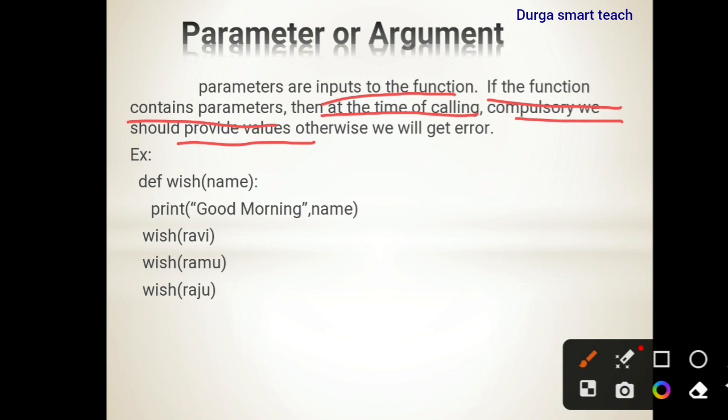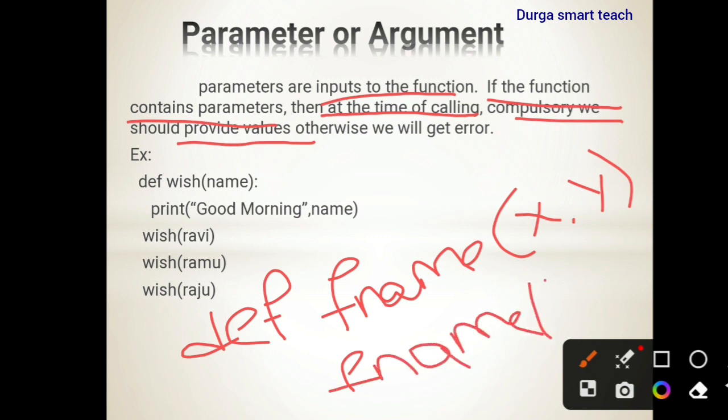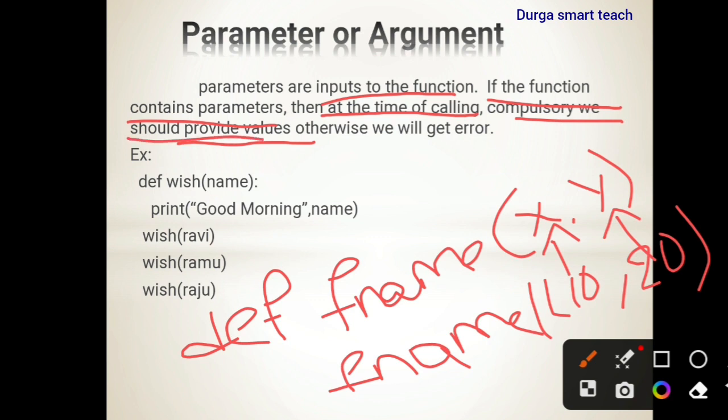The function contains def, after that the function name, and it contains parameters. If the function contains parameters, say x comma y, then x comma y are the parameters. At the time of calling, we write the function name and provide some values, 10 comma 20: 10 for x, 20 for y. At the time of calling we should compulsorily provide the values, otherwise we will get an error.